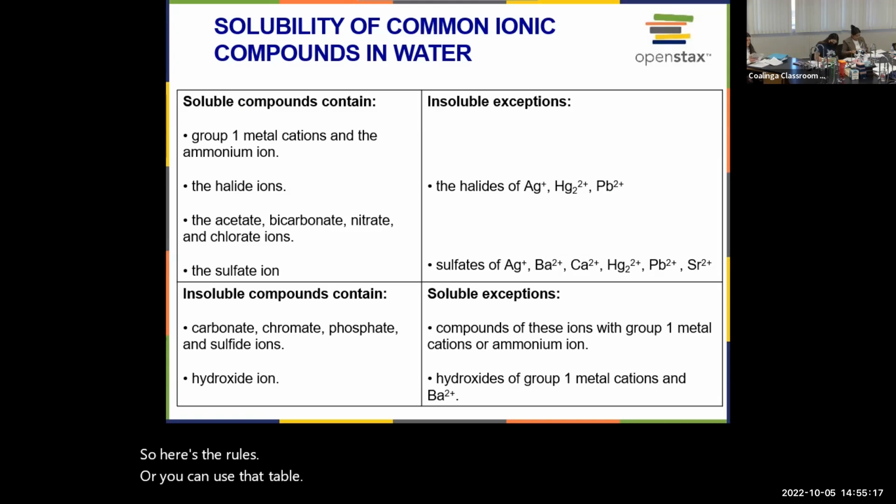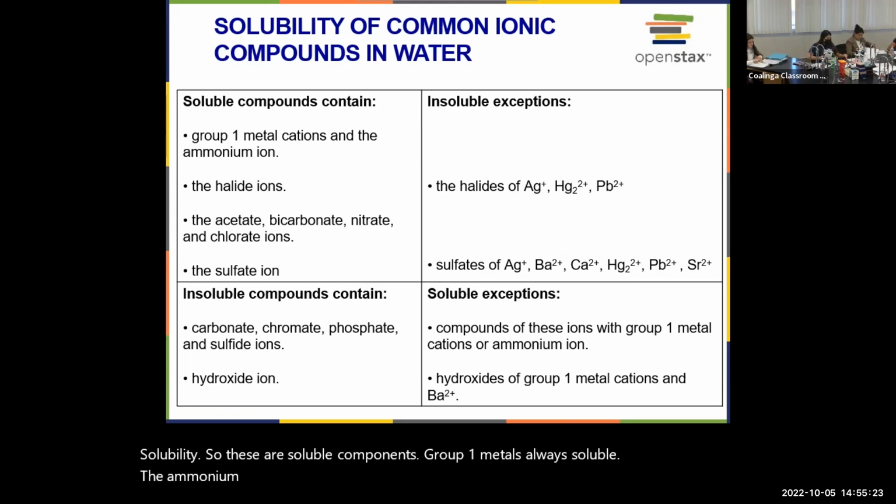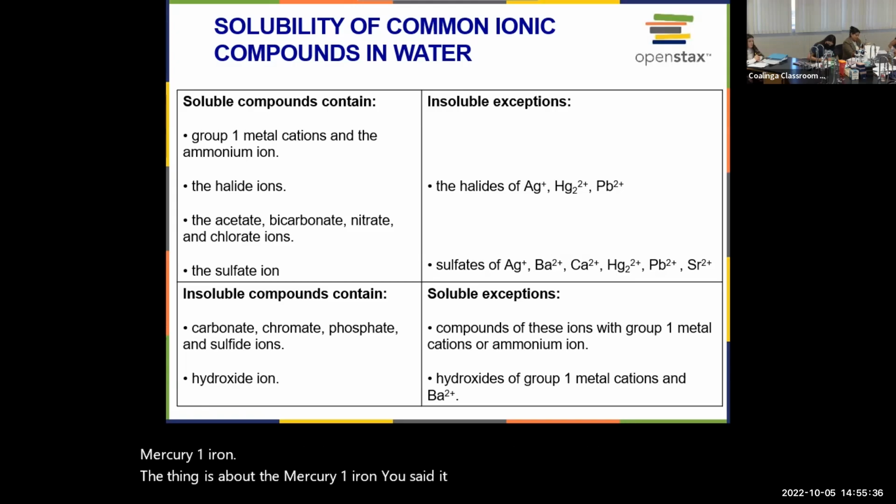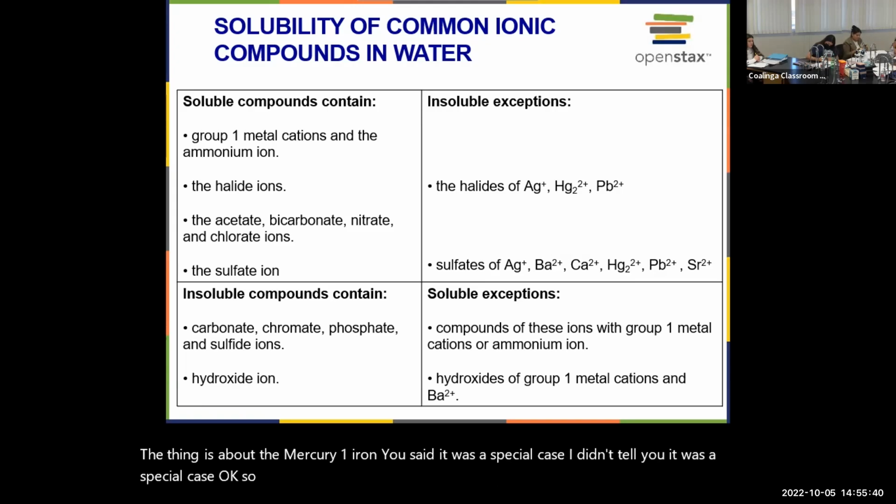Solubility. So these are soluble components. Group 1 metals, always soluble. The ammonium ion, always soluble. Halides are always soluble except when they're with silver. Mercury 1 ion. Did I tell you guys about the mercury 1 ion? You said it was a special case. I did tell you it was a special case. Okay, so the mercury 1 ion.